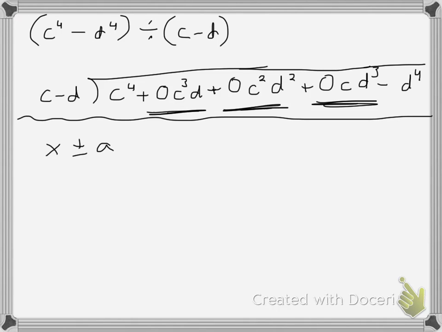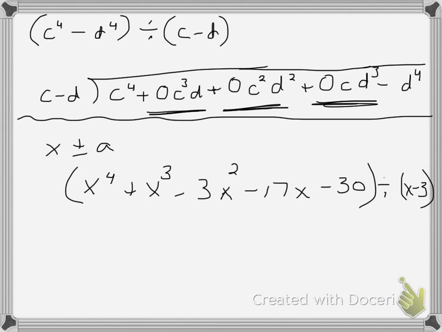So let's say I have the problem x to the fourth. Let me go ahead and write the whole thing out. So I'm going to pick up just my coefficients. This would be the same as 1 times x to the fourth. So I'll write a 1 plus 1 minus 3 minus 17 minus 30. Just my numerical coefficients. Now, my divisor is going to be the opposite sign of this. So rather than a negative 3, my divisor will be the opposite sign, in this case, a positive 3.